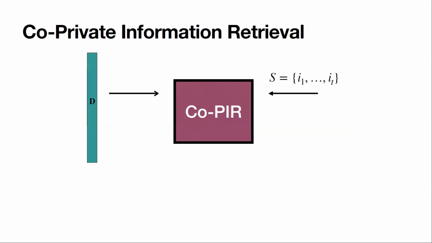So let's start with the definition of co-private information retrieval, or co-PIR. This is a primitive between a receiver, which inputs a set of indices i1, ..., it, and the sender, which inputs a database. And at the end of the protocol, we want the receiver to get the database with a few positions erased. And these positions correspond to the indices i1, ..., it.